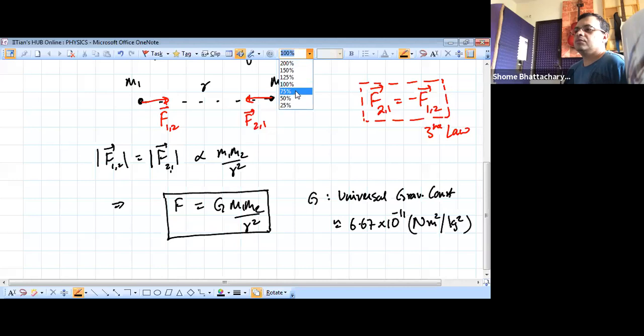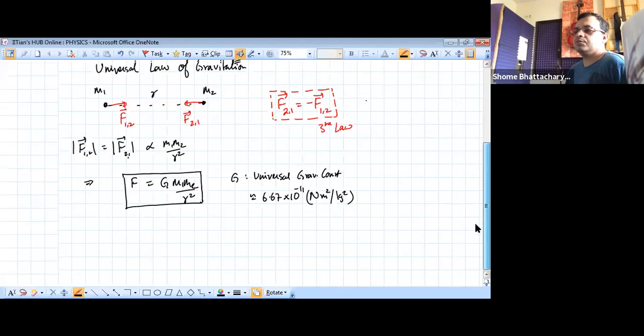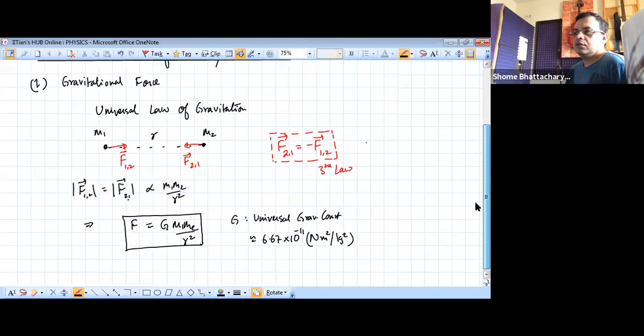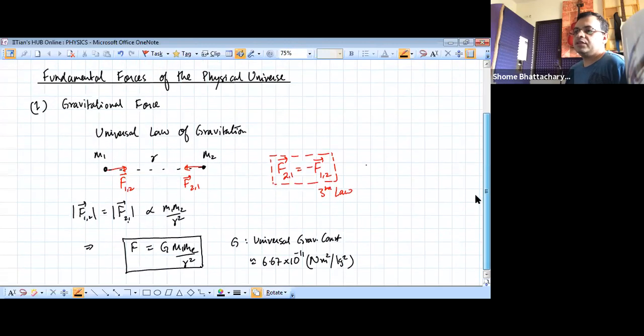Right now this is more in terms of general information. We will be studying this universal law of gravitation in much more detail in the chapter of gravitation. So it's not that you have to memorize this right now, it's just to give you an idea.